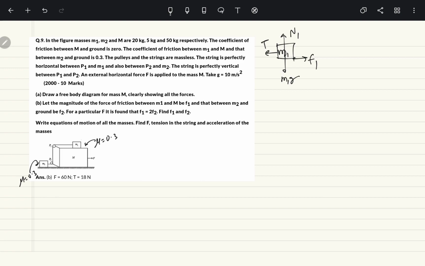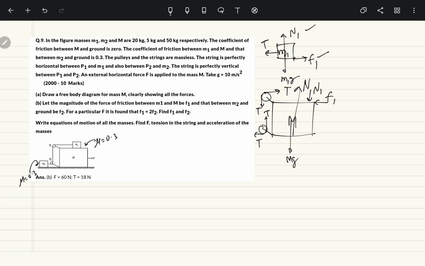Okay, let's talk about the capital M block. The forces on capital M: the reaction of this one will be there, and there are two pulleys connected. Because of these two pulleys there will be tensions, down, upward and to the left. Again there will be a normal and an Mg, and a reaction of this one which will be downward, and obviously there is an extra force.